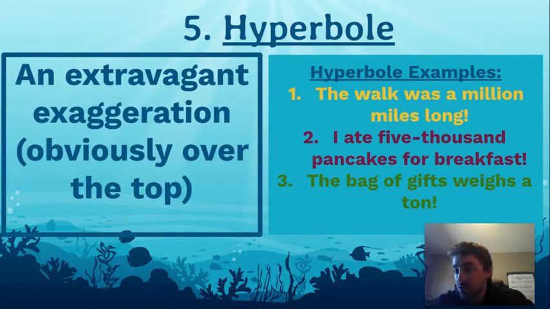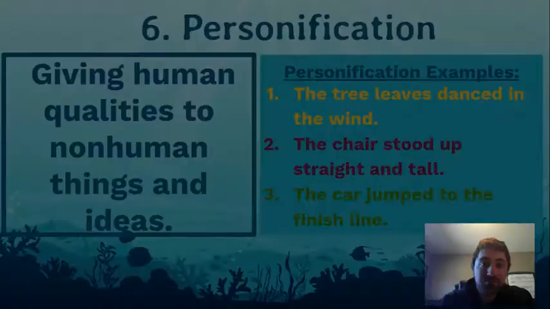So, other examples, the walk was 1,000,000 miles long. I ate 5,000 pancakes for breakfast. The bag of gifts weighs a ton. So these are all obvious exaggerations. They cannot be within the realm of possibility.